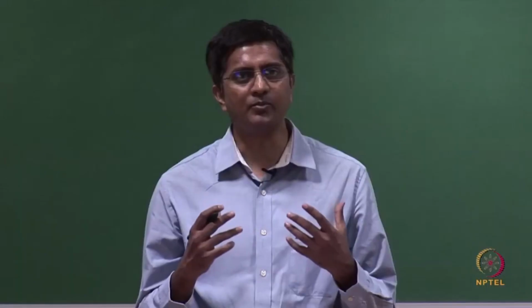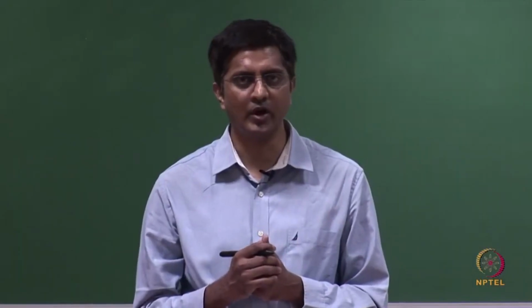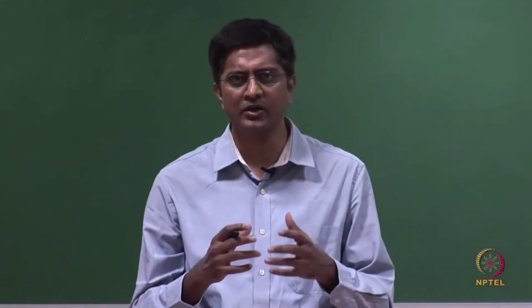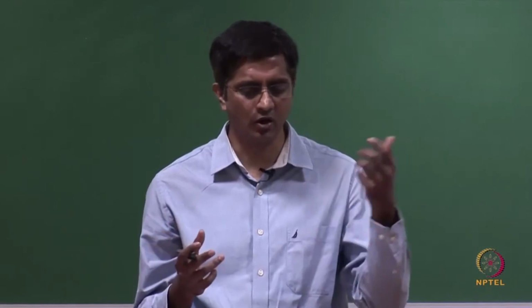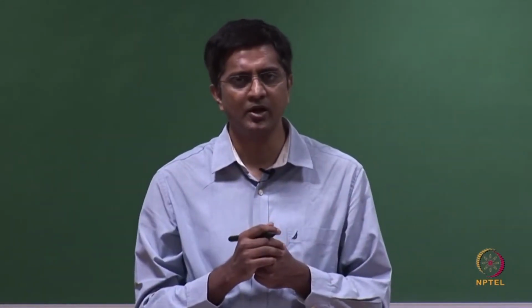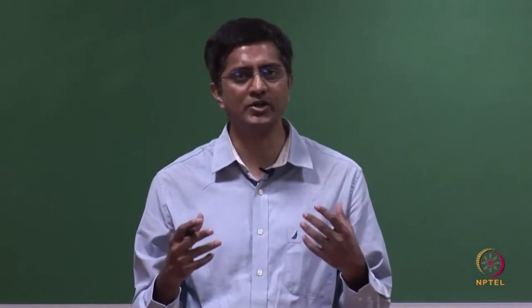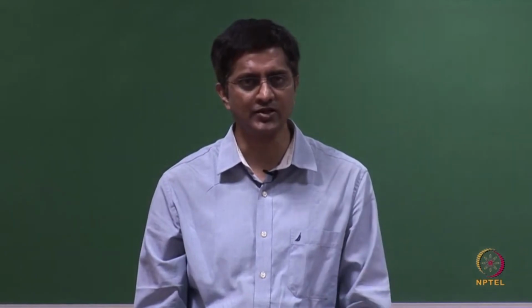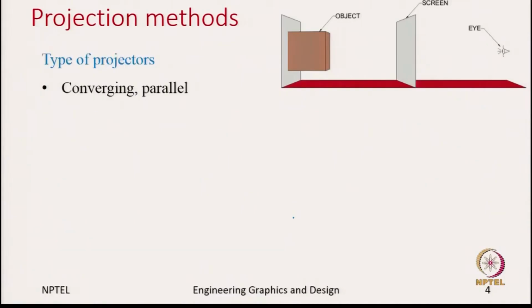Let us see what are the different possibilities we have. Though at first look it seems that we have only three things, the object, the observer and the imaginary plane, there are numerous combinations we can think of. So, let us look at three different categories one at a time, starting with type of projectors. There are two kinds, the converging and parallel.